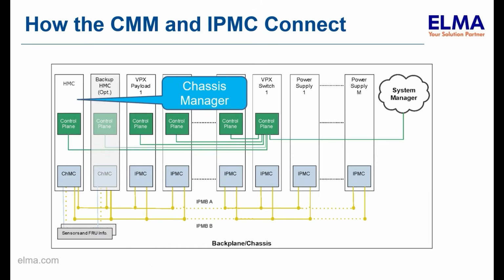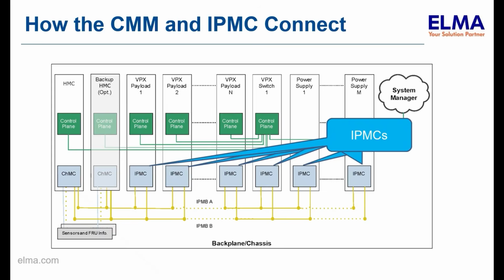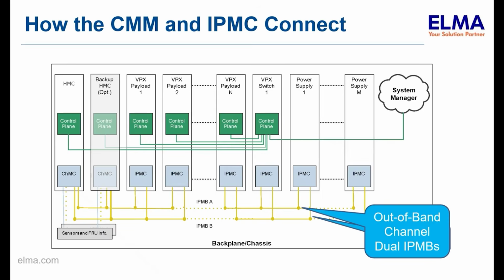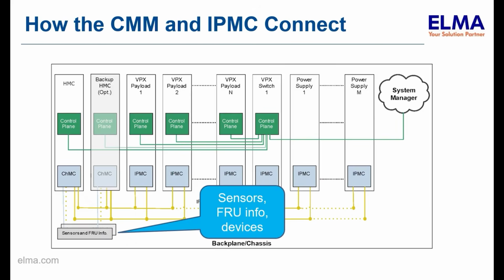The Chassis Manager is a piece of hardware running specific chassis management software and is connected to IPMCs on each of the plug-in cards by the IPMB, which is usually implemented as two buses or radial links for redundancy. The Chassis Manager also communicates with and controls various sensors, and devices like fans scattered throughout the system through dedicated links.